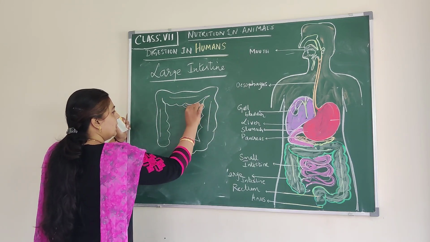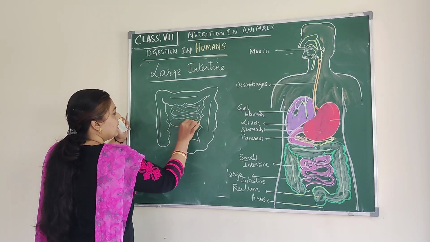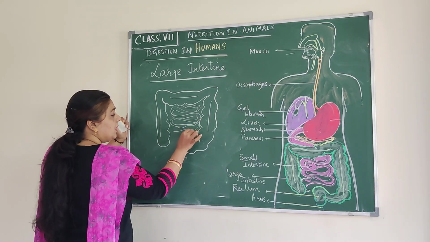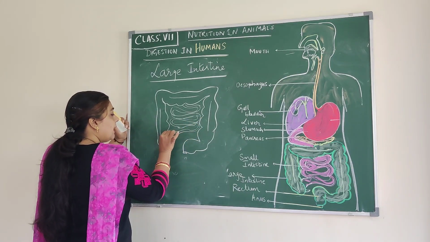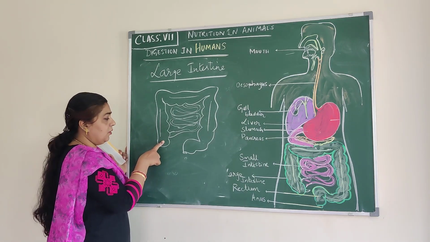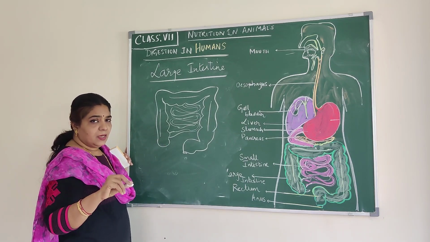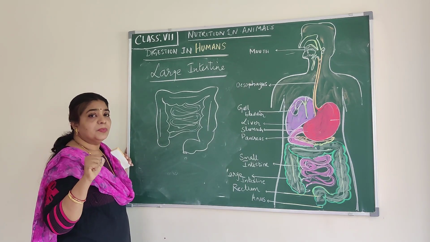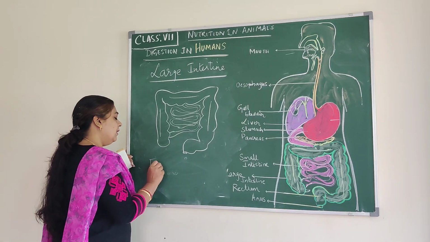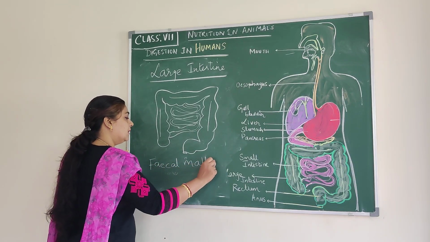So this is the small intestine. In the small intestine, the food will be digested and it will be absorbed, right? And the food, there are some parts which cannot be digested. That undigested food will be sent to the large intestine. Okay. In the large intestine, from undigested food and unabsorbed food, it will absorb the water, mineral salt, and it will form the fecal matter.